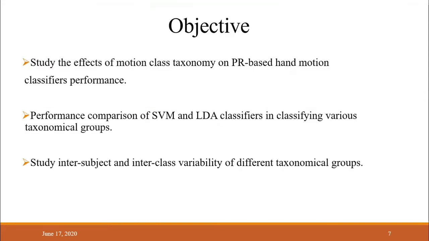The purpose of this research is to study the effects of motion class taxonomy on the performance of PR-based hand motion classifiers, performance comparison of SVM and LDA classifiers in classifying various taxonomical groups, and to study inter-subject and inter-class variability of different taxonomical groups.